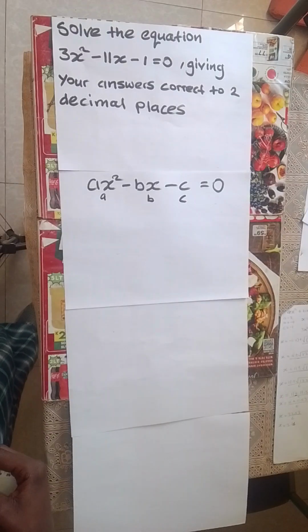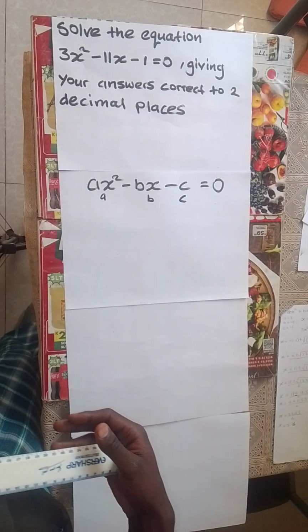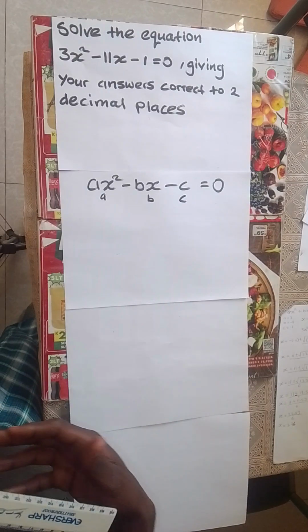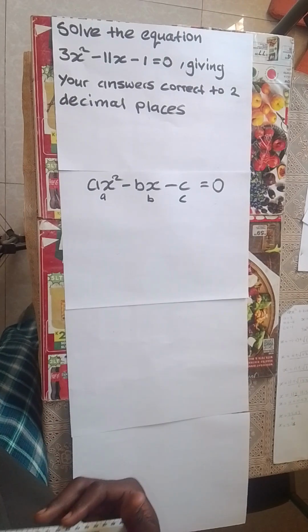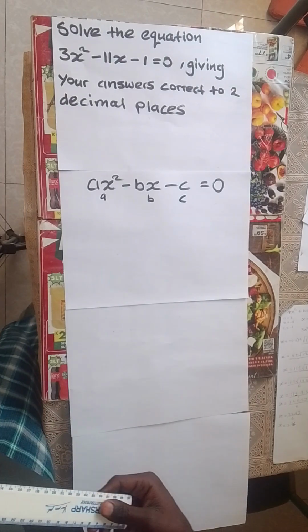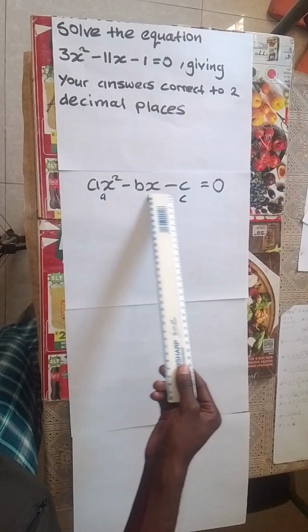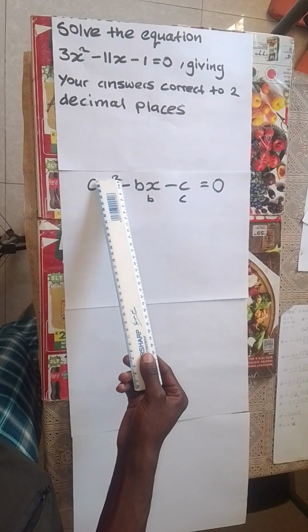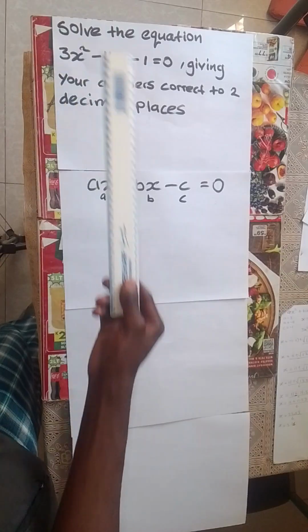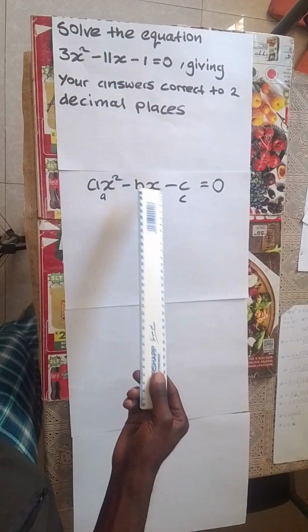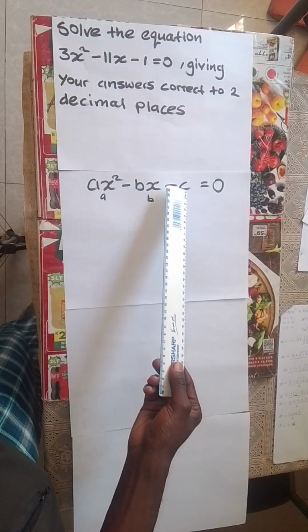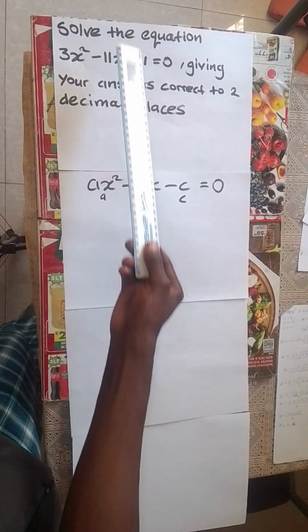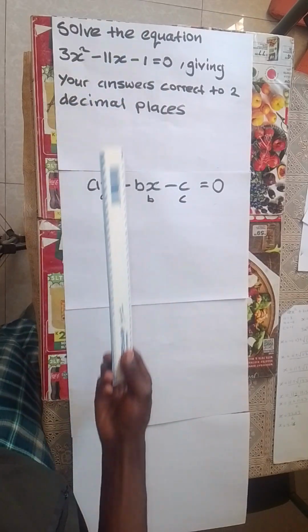So, before we go into solving, we have to check if the question is in standard form. This is our standard form, so we have to compare it. We have x power 2, we have 3x power 2. We have an x, we also have an x. Then we have a c, which is a coefficient. We have a coefficient there.